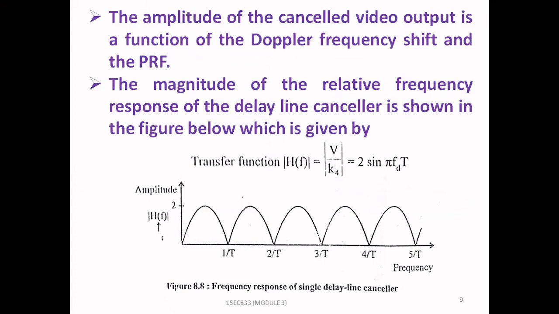The magnitude of the relative frequency response of the delay line canceller is shown in the figure below, which is given by magnitude of transfer function, magnitude of H of F, equal to magnitude of V by K4, equal to 2 sin (pi FD capital T). Figure 8.8 shows the frequency response of the single delay line canceller, which is amplitude versus frequency, or magnitude of H of F versus frequency.